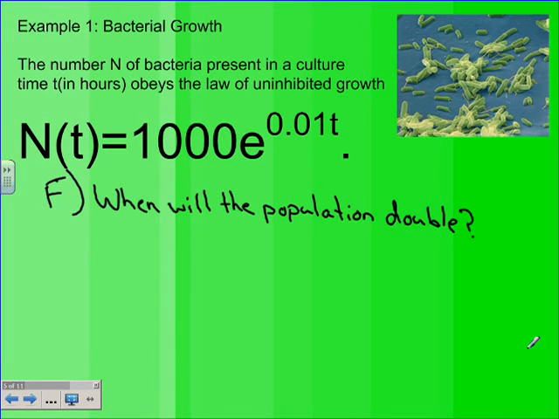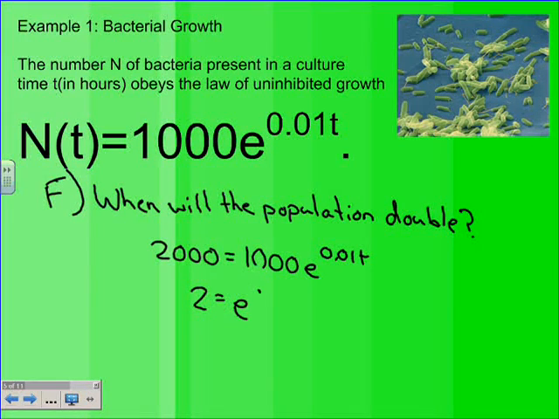Okay, because we knew the initial amount was 1,000, so when I asked for it to double, it'd be 2,000. We got an actual number. So we're just going to plug in exactly like what we did before. 2,000 is going to equal 1,000 times e to the 0.01t. We divide, and we're going to get what we think we should get. We're going to get a 2 over here. So 2 equals e to the 0.01t.